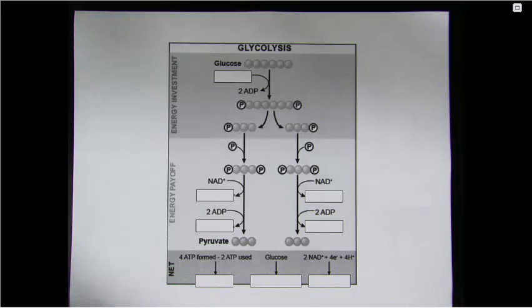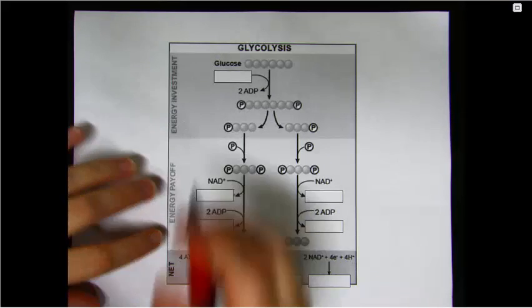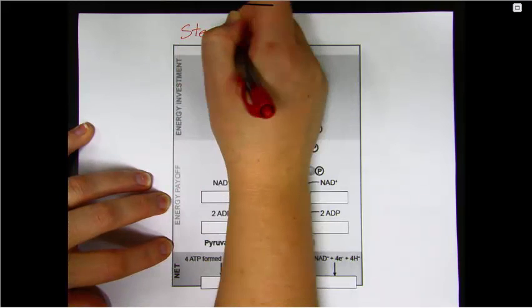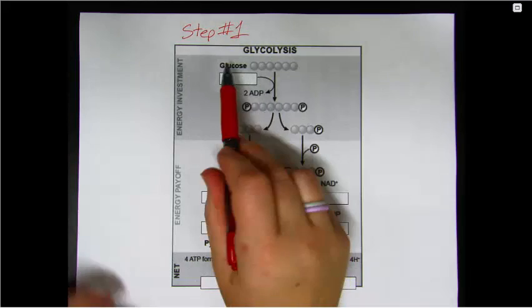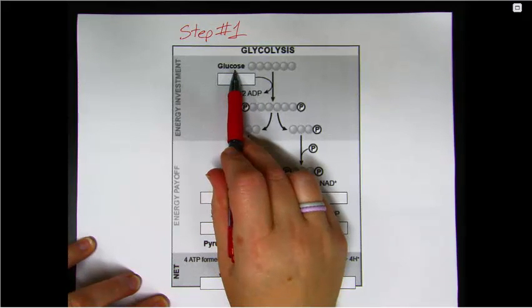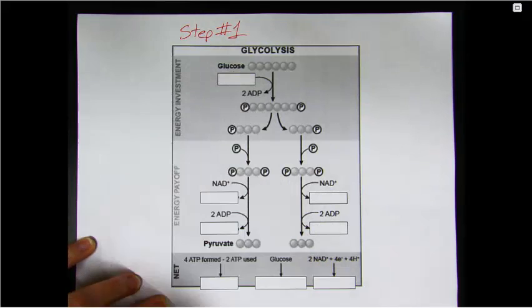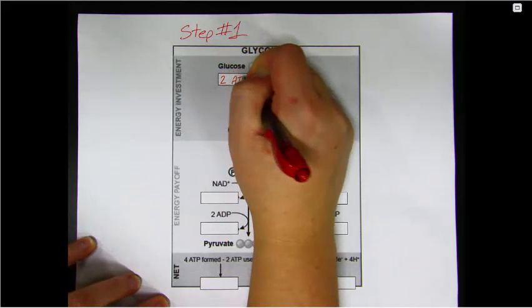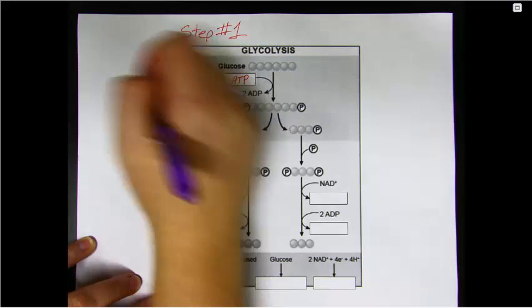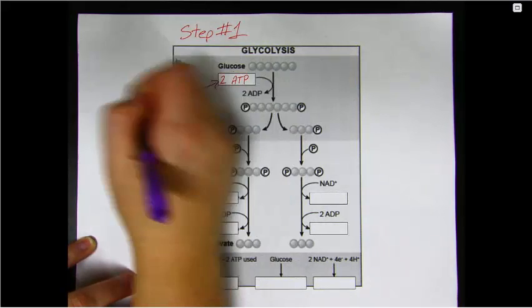Let's look at glycolysis in a little more detail. Now, glycolysis is step number 1 in cellular respiration. This is the first step, regardless of if you are doing aerobic or anaerobic cellular respiration. Now let's talk through this diagram a little bit. To begin with, we start with glucose, and that glucose needs a little activation energy to get started. In fact, we add in 2 ATP as our activation energy.